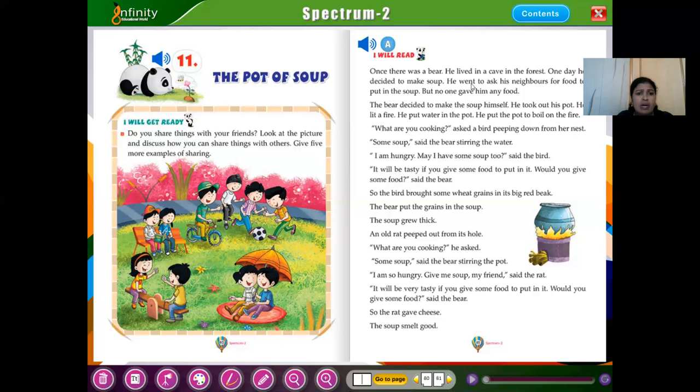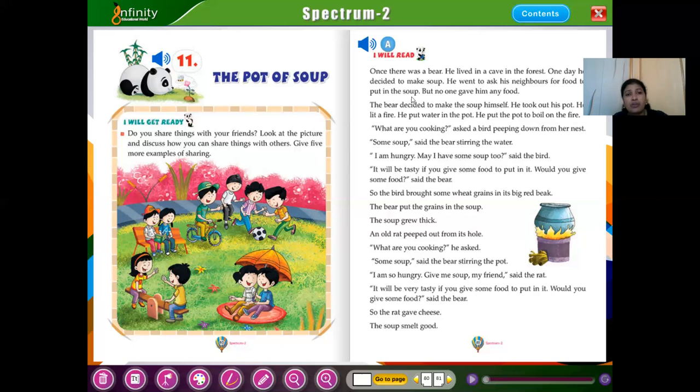Neighbors, those who are living surrounding you, in the surrounding of the bear's cave, they are called the neighbors of that bear. Like that, those who are living around you are called your neighbors. Yes, children, I think you already know the word neighbors. So, here, when our bear decided to cook a soup, he went to ask his neighbors for food to put in the soup. What food? That may be cereals or vegetables or meat. So he went and asked neighbors for food to put in the soup.